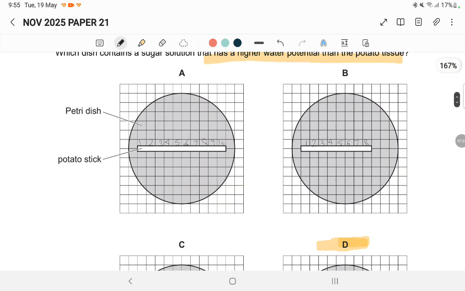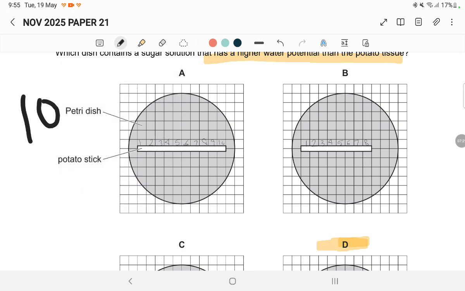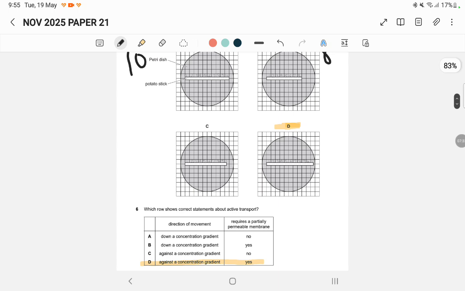So now let us make a conclusion for you to understand. As you can see, that one has a total of 10, that one has a total of 8, that one has a total of 9.5, and that one had 10.5. So basically the one that had increased in length was letter D.